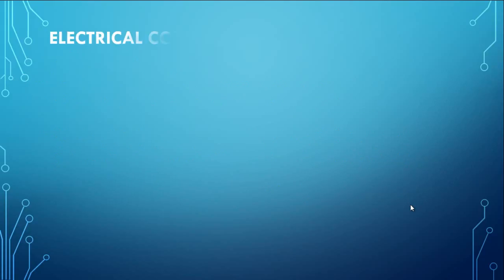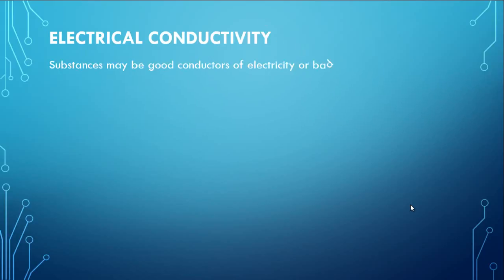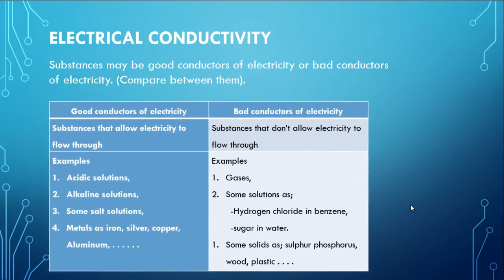Electrical conductivity. Substances may be good conductors of electricity or bad conductors. Compare between them. Good conductors are the substances that allow electricity to flow through. But bad conductors don't allow electricity to flow through.